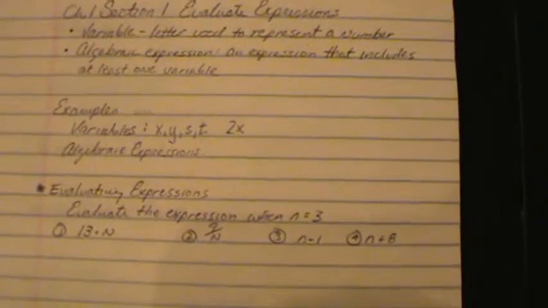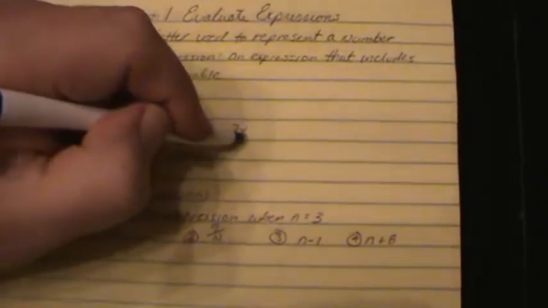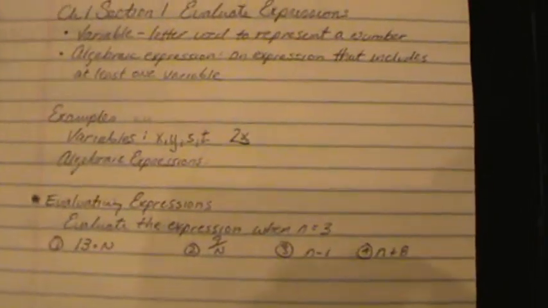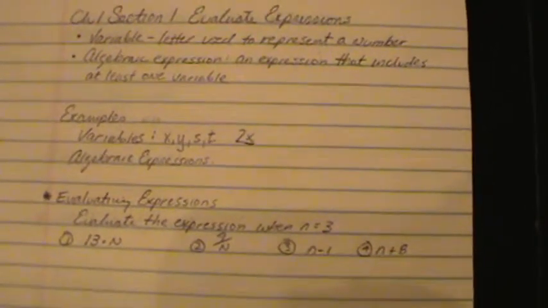Then variables can also come in different ways. Just because I write something like 2x, that does not mean that that's not a variable. That is a variable right there. All that is saying is that it is 2 times x. Algebraic expressions are those expressions that contain at least one particular variable.